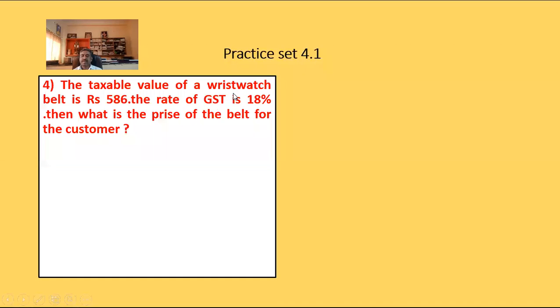The taxable value of wristwatch belt is rupees 586. The rate of GST is 18%. Then what is the price of the belt for the customer?